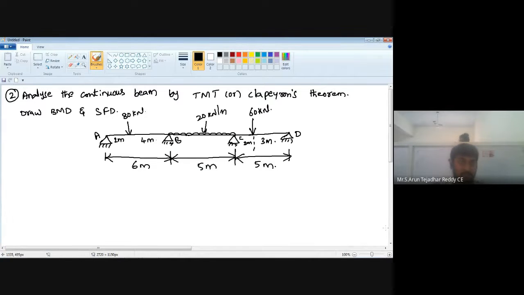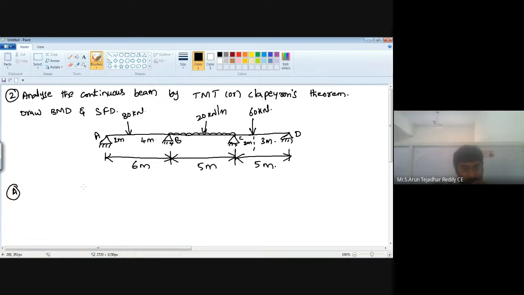Read that question carefully. Analyze the continuous beam by TMT, three moment theorem or Clapeyron's theorem. Draw finally the bending moment diagram and shear force diagram. Based on the given diagram, solve this problem. Before that, first of all, split the given beam. It means try to draw the free body diagram of the given beam.